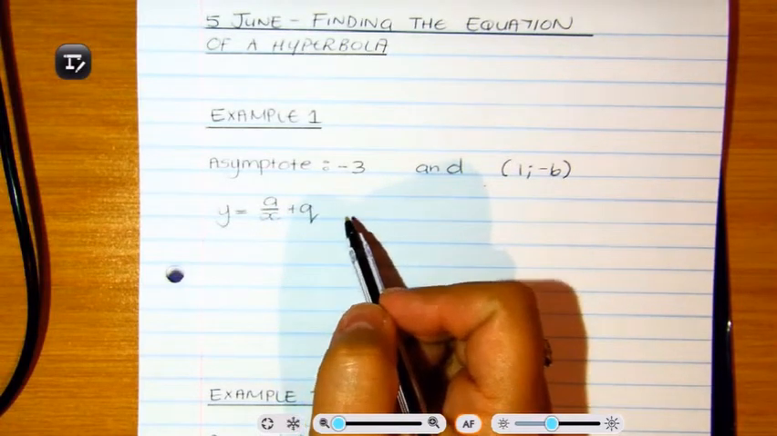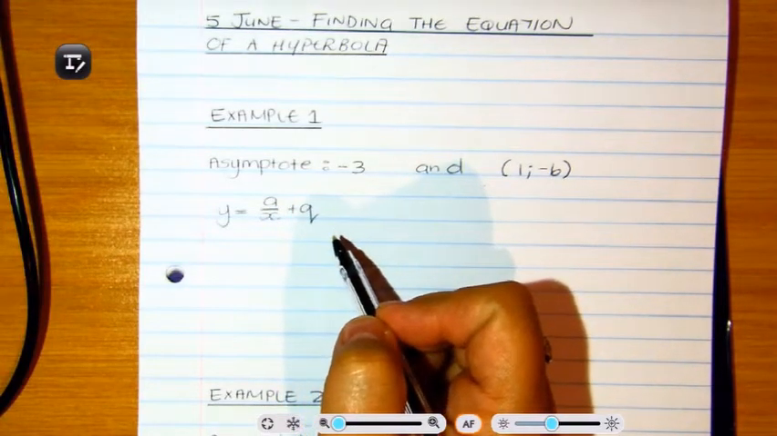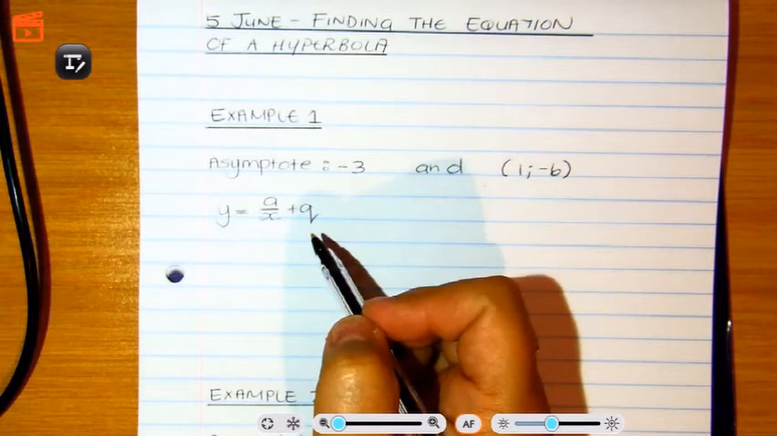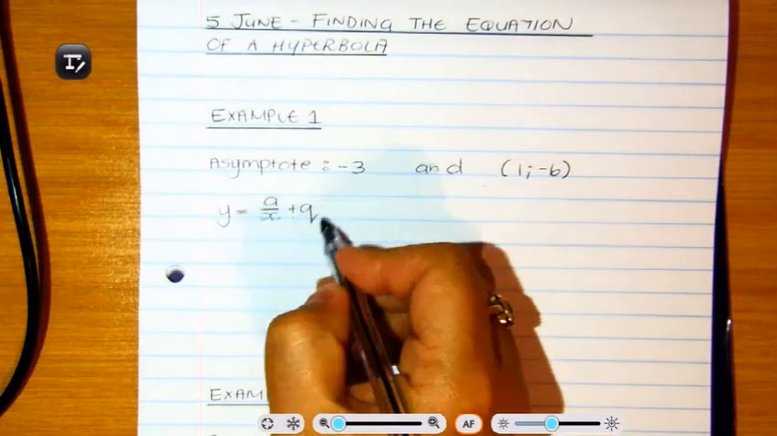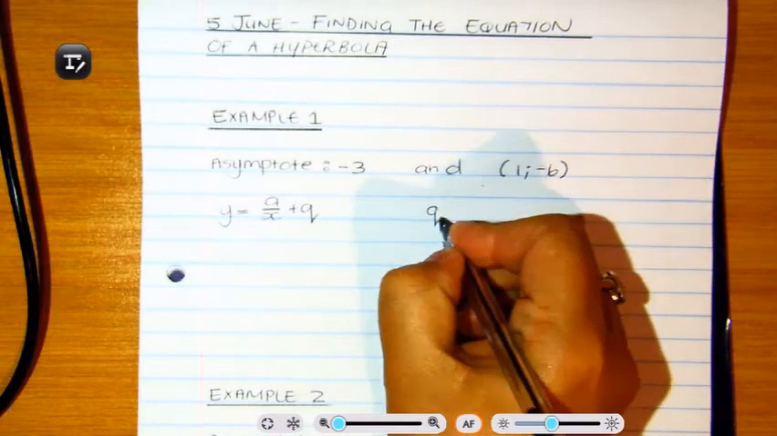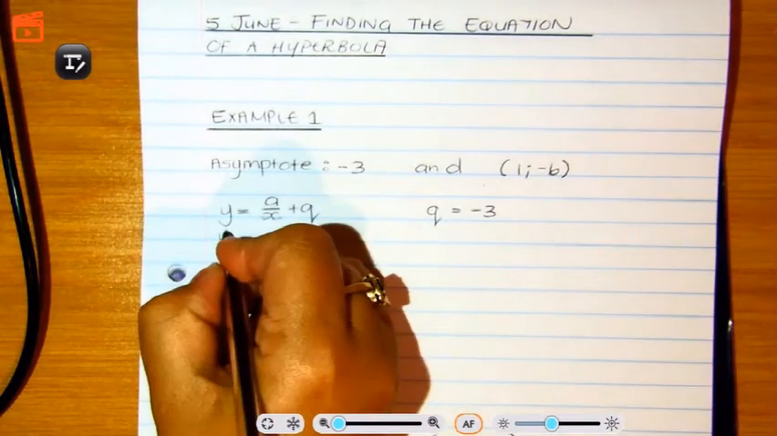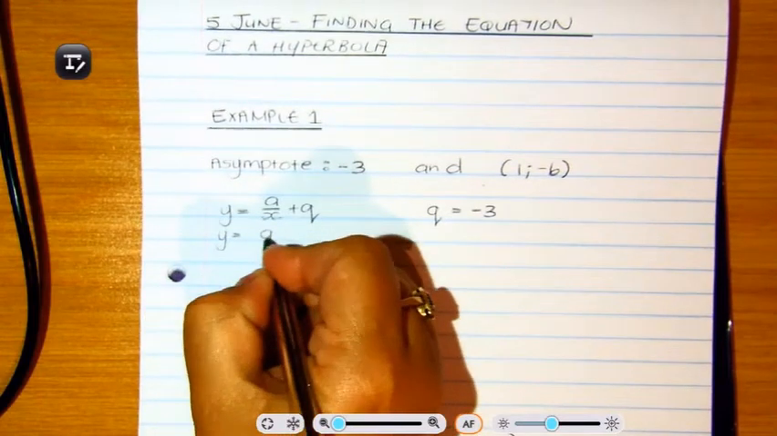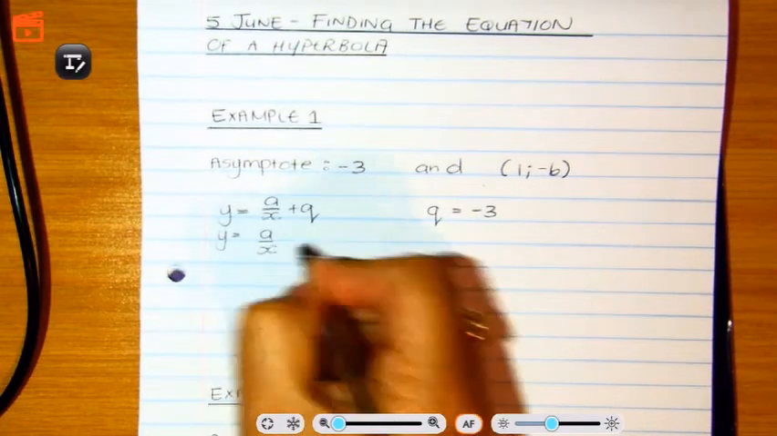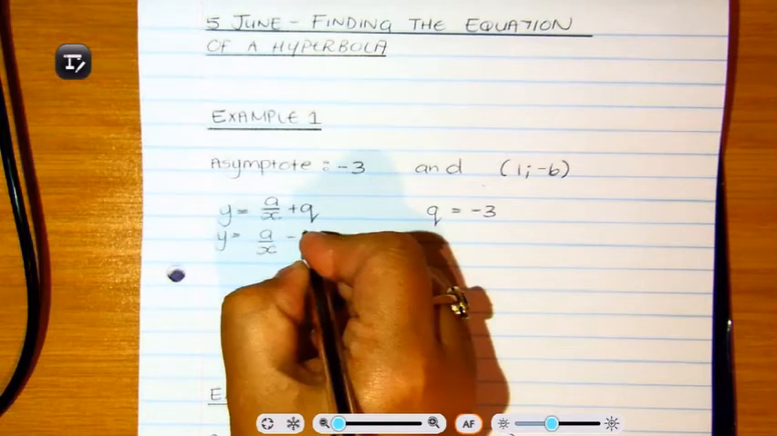But what it shows is how many spaces the graph has moved up or down. So it's our vertical shift, which is our q value. So instead of q, we're going to write -3. So I'm going to say y is equal to a over x, and for q I'm going to write -3.